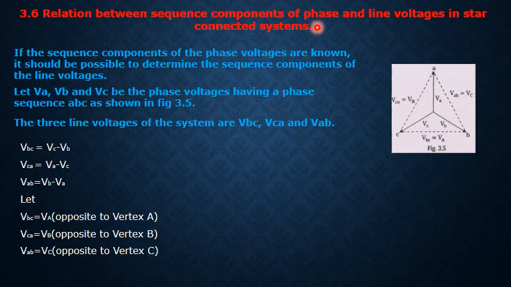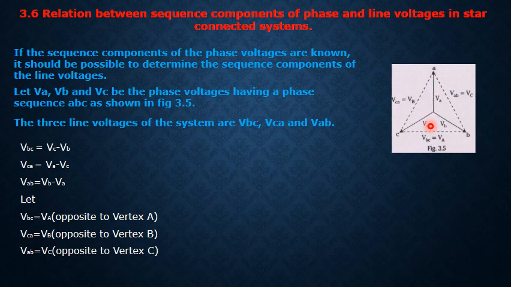As we already know, the relation between phase and line voltages for the star connected system is that the line voltage will be root 3 times the phase voltage. Similarly, here we are going to find the phase and line voltage relation, but for the sequence components when they are star connected. Hope it is clear. So for that, let us consider a star connected system having phase voltages Va, Vb and Vc.